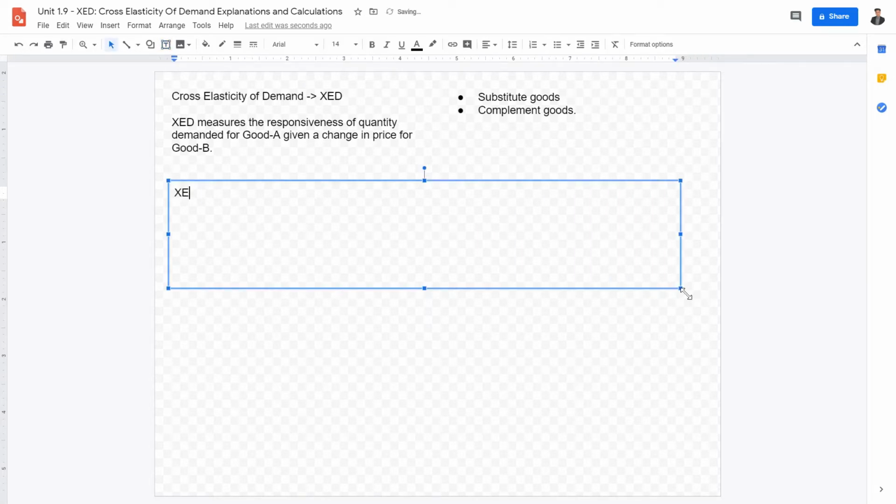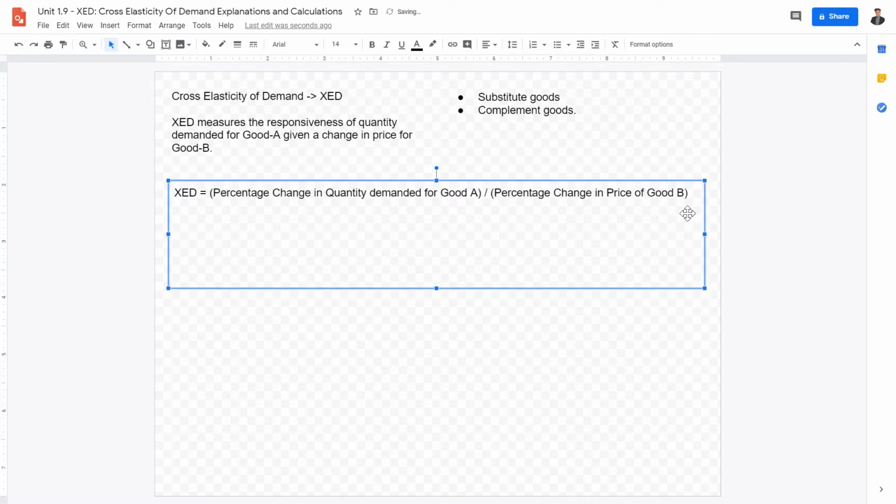How do we even calculate XED? Once again, we need to use percentage changes. So XED equals the percentage change in quantity demanded for good A divided by the percentage change in price of good B. So this is how you calculate XED. You use percentage change in quantity demanded for good A divided by percentage change in price of good B.